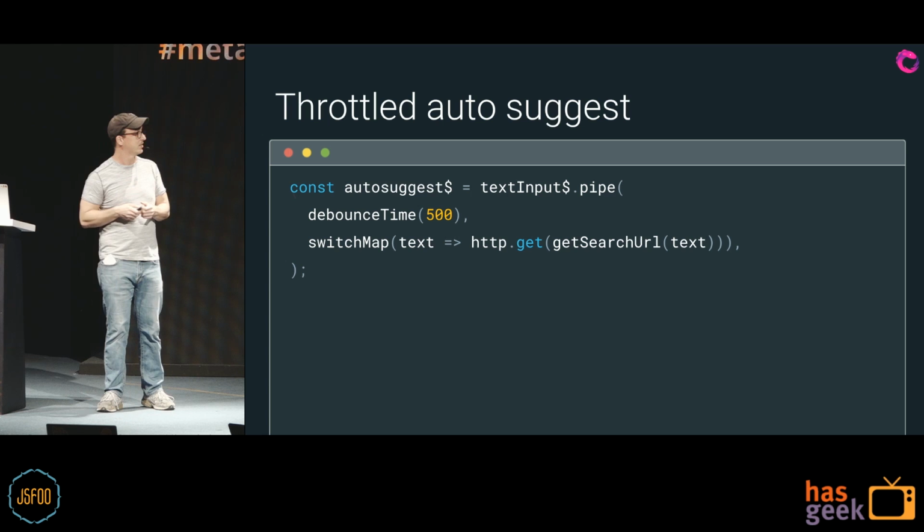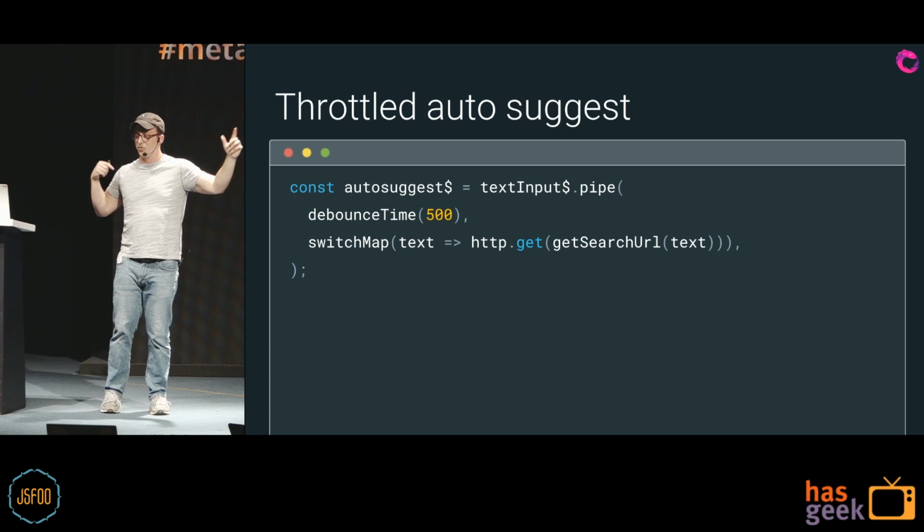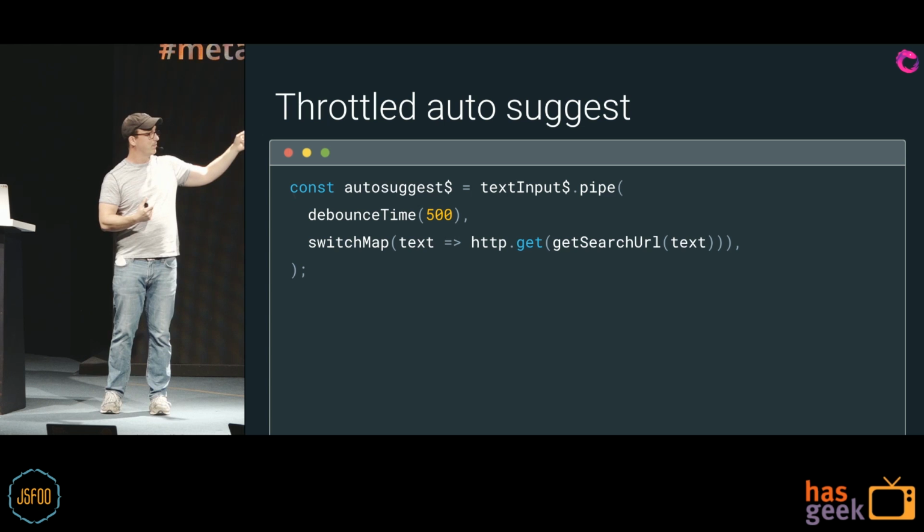And then after that, we're going to switch map that to our get. And switch map is a little different in that if that get takes a long time and before it responds another search is requested, it's going to unsubscribe from that one and subscribe to the new one that it maps to. So it's kind of the opposite of exhaust map.